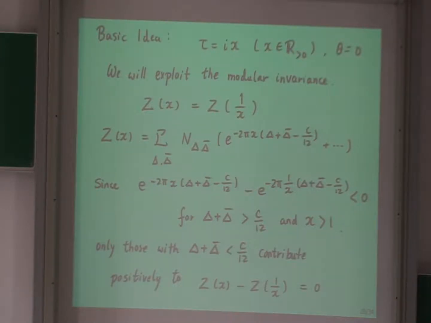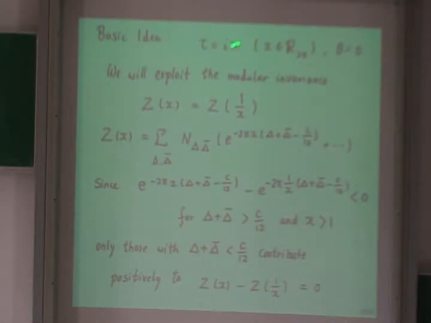We want to exploit modular invariance, and I will restrict myself to the case where tau, the modular parameter that appears here, is pure imaginary. For simplicity, we can generalize this, but I assume tau has positive imaginary part. I set theta equals 0. In that case, modular invariance would imply this kind of equation, where the partition function can be expressed as a sum of exponentials like that. So you have a primary state and then you have descendants.